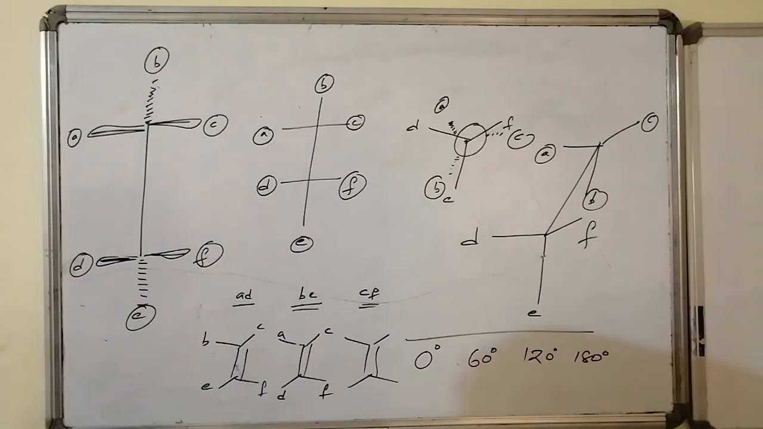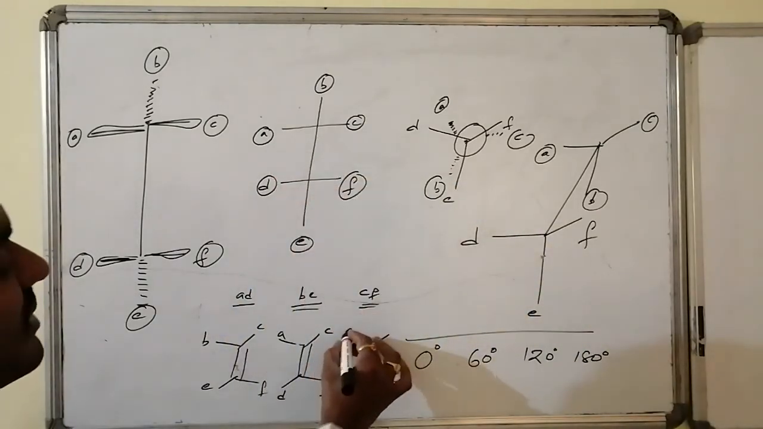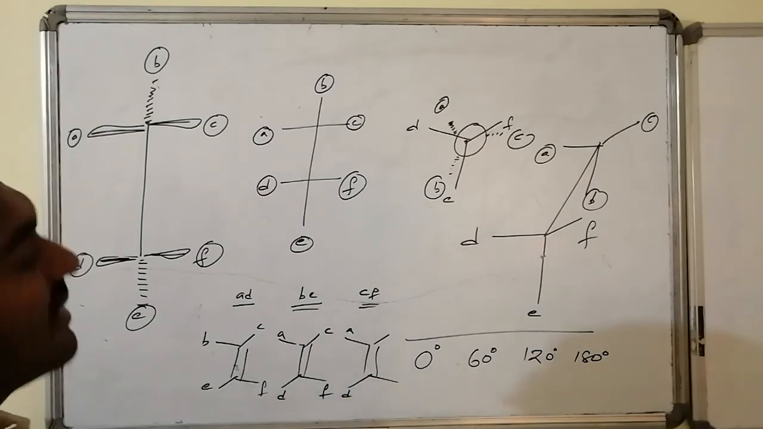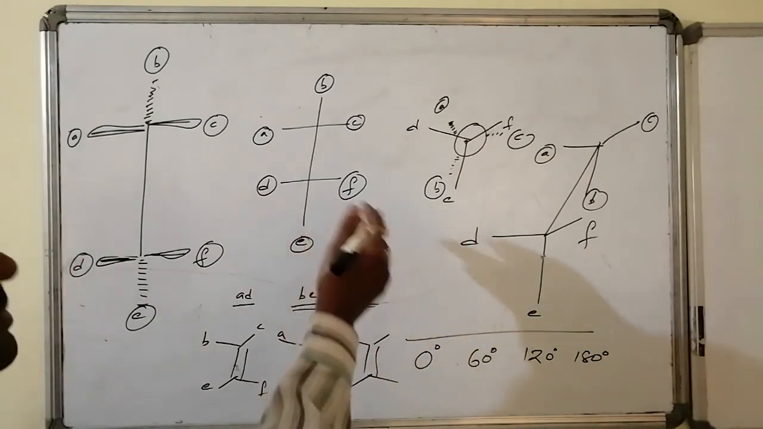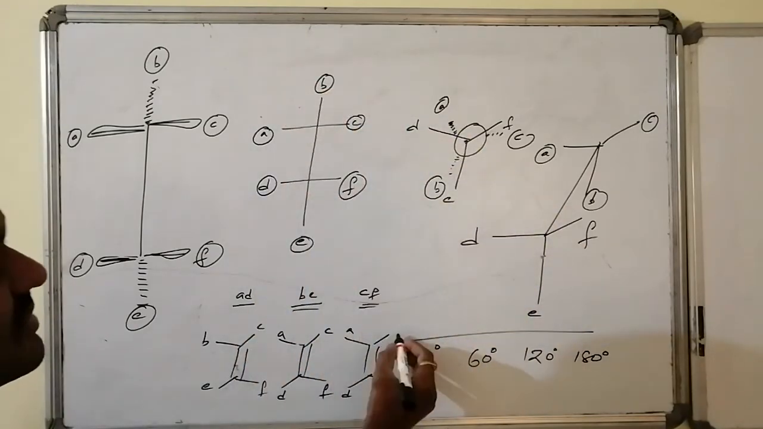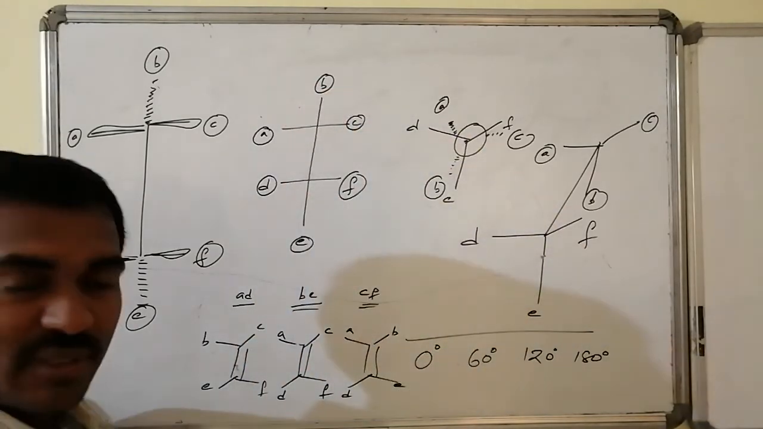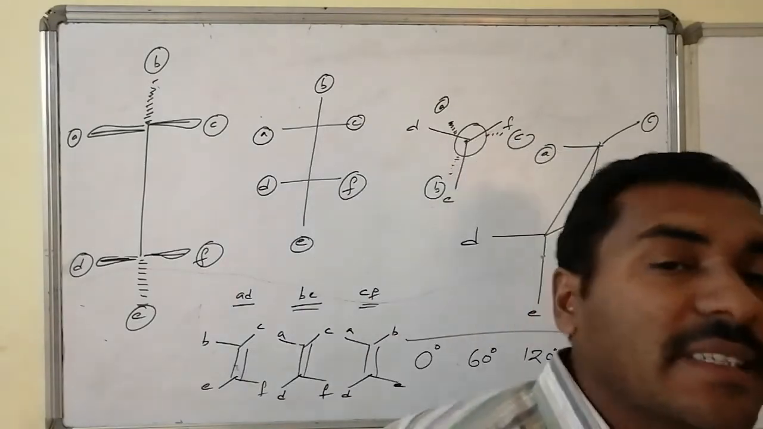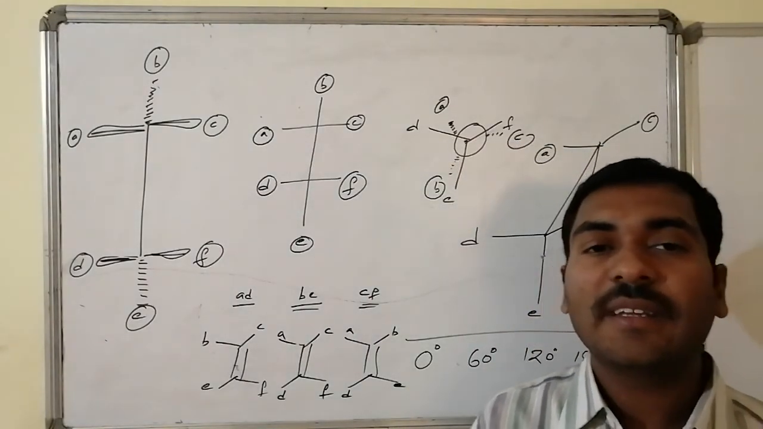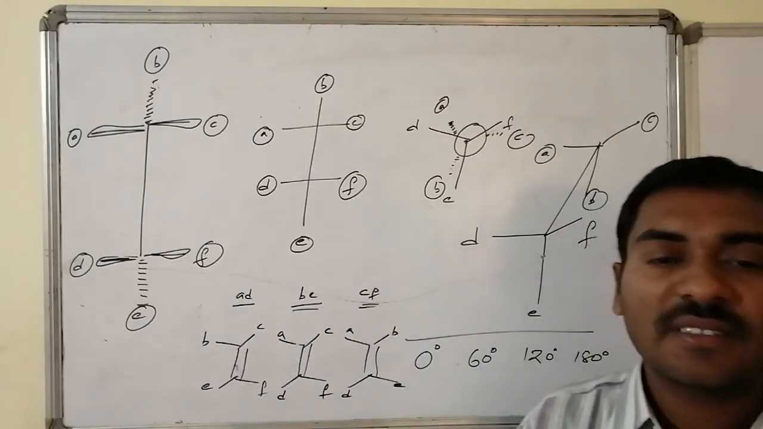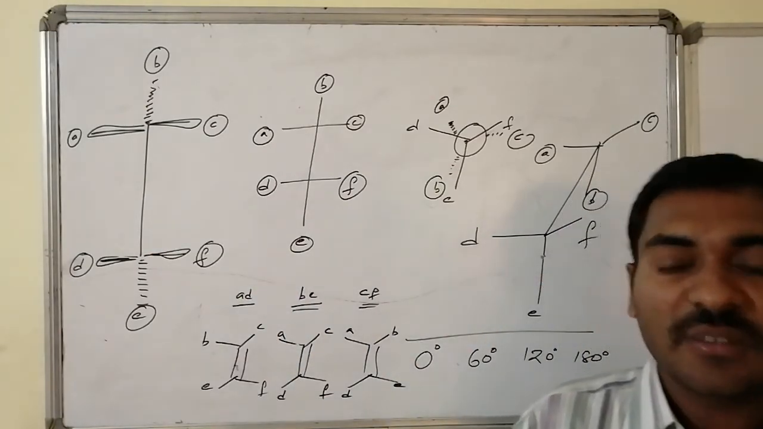Suppose C and F are eliminated in cis fashion. So in cis fashion, if these are eliminated, this will become A. A is associated with D on the same side of the double bond, and here C and F eliminated implies this will become B and this will become E. In that way, the syn elimination related things can be identified easily from the flying wedge presentation and at the same time from the Fischer presentation.